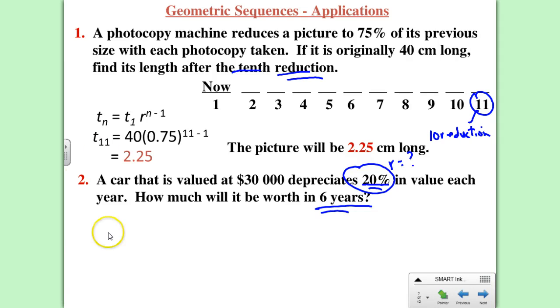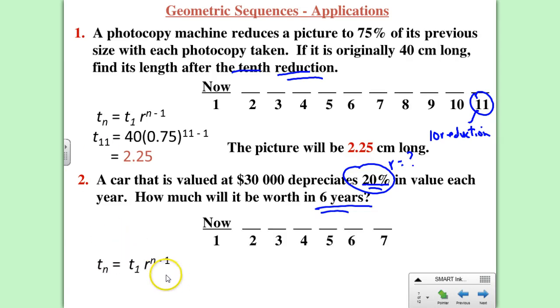All right, so you've had some time to think about it. Now is 1, and 2, 3, 4, 5, 6, 7. Obviously, if it's 6 years from now, we should be considering term 7. And again, it's not always going to be term 1, so ponder to make sure. The other thing is that if you lose 20%, the common ratio needs to be what you have left. So notice that the common ratio is not 20. The common ratio is 0.8, because if you lose 20%, what you have left is 80%. And so every year you have 80% of what you had in the previous year.